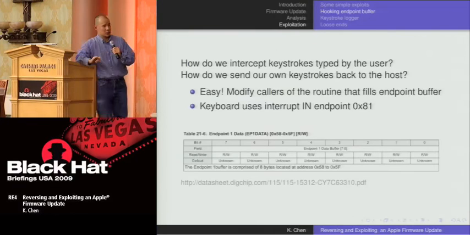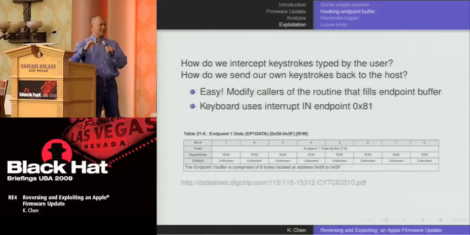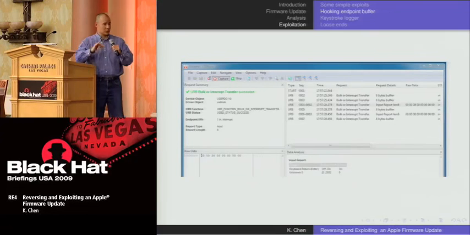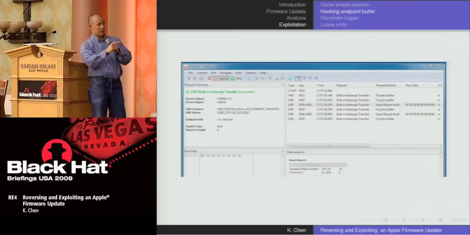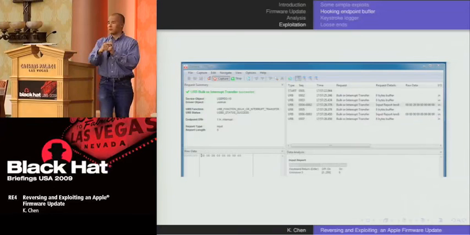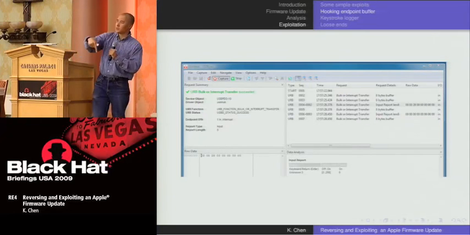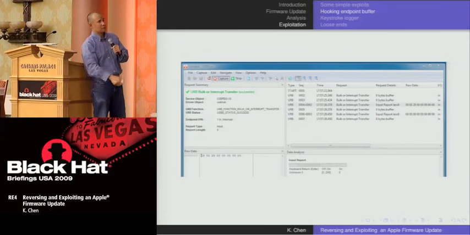So how do we intercept keystrokes typed by the user, and can we send our own keystrokes back to the host? This is very easy to do. This is just USB, and we can just use the endpoint buffers. The keyboard uses the first interrupt endpoint. To make it clear what's going on here, I took the keyboard, plugged it into a Windows Vista box, used a USB sniffer, and typed the enter key. You can see those two sequences of 8 bytes. You push the enter key and you see that hex 28, and then you lift the enter key up, then all zeros are sent.